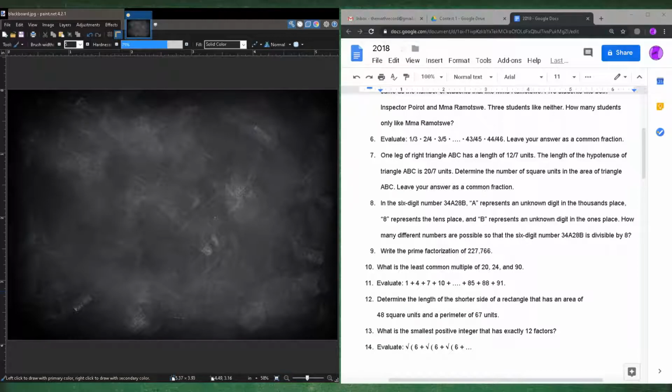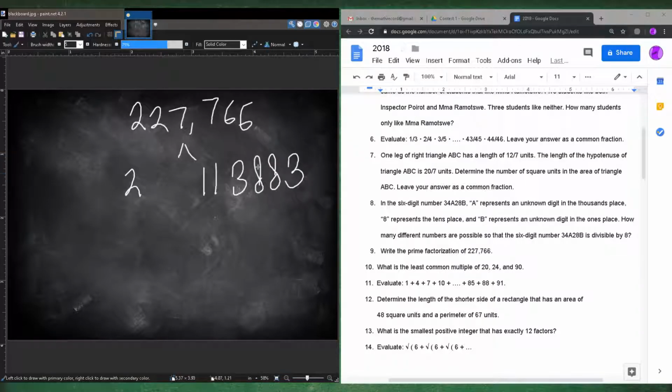But if you want to do this by hand, you recognize that since 6 is even, you could just divide by 2 first. So you have 227,766. I would usually use the calculator so that you don't make a mistake, but if you want to do it by hand, you just do this. So you have 227,766 divided by 2, right? And then you could use your calculator to get the other number, which is 113,883.